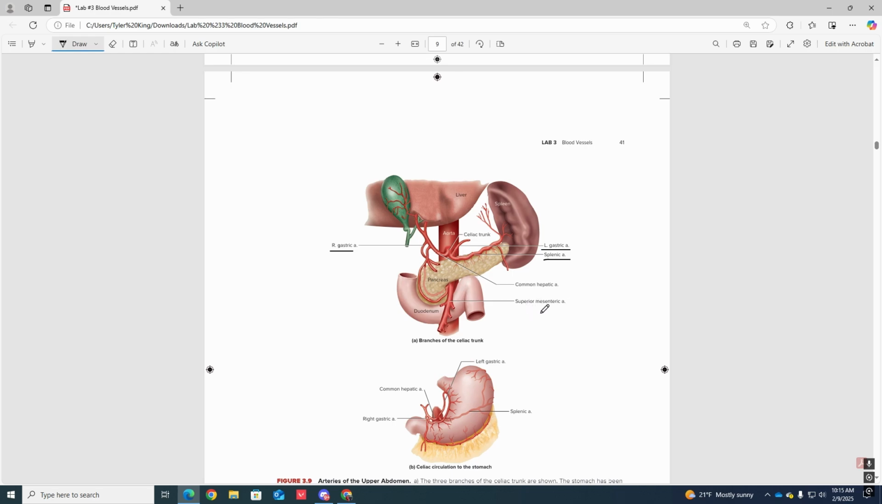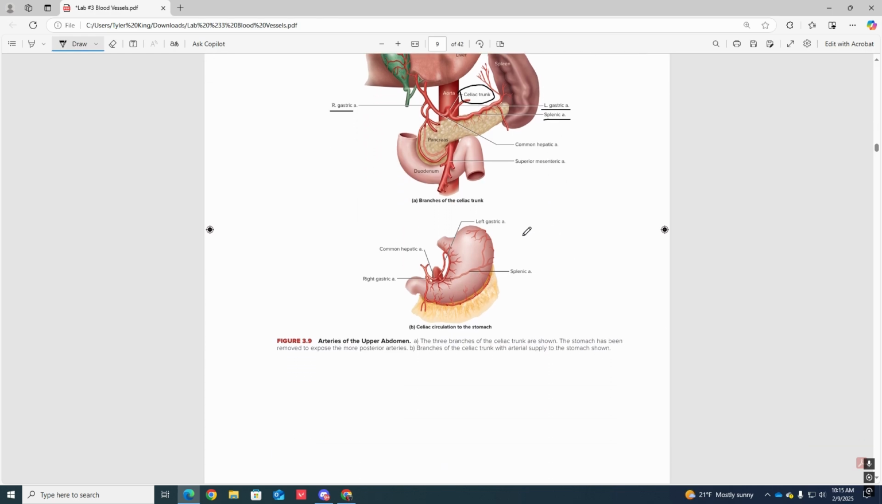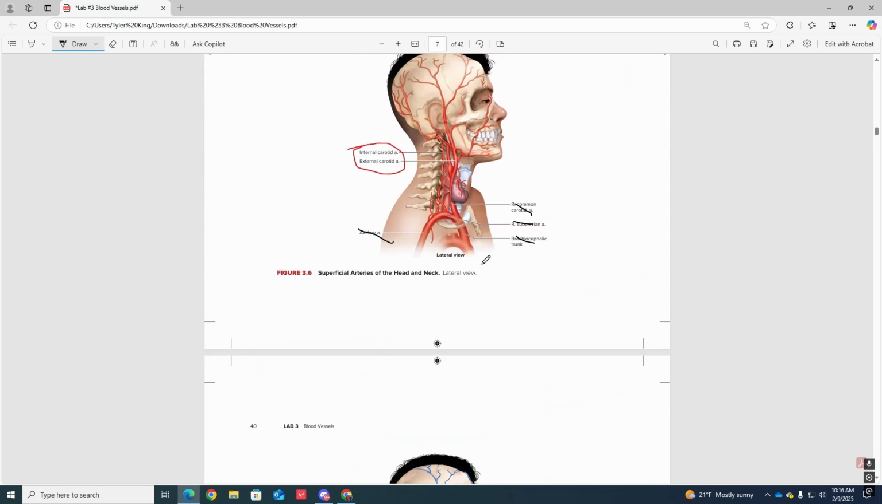We also have the superior mesenteric artery here, but that's not as important, as we were really just talking about the celiac trunk. Scrolling down just a little bit, this will be the last one I talk about for this video. Arteries of the upper abdomen, part B: branches of the celiac trunk with arterial supply to the abdomen. Left gastric artery, right gastric artery, splenic artery. Remember this one goes to the spleen. Common hepatic artery, this one goes up to the liver. So that's it for these vessels here.